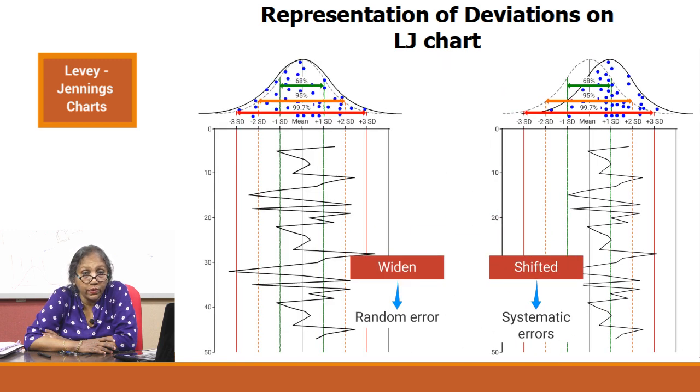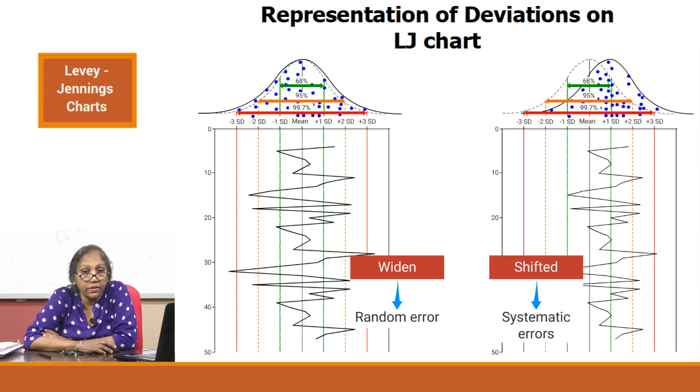So these are the ways in which you have to imagine. Whenever you see an LJ graph, you need to imagine it in terms of a Gaussian. If you would tilt that LJ vertically, how will the Gaussian curve form? Will it be forming in the same way that we started off with the normal analytical system, or is it widening, or is it shifting? So these are the things that you need to observe on the LJ graph. Then that is when your quality control system becomes meaningful.